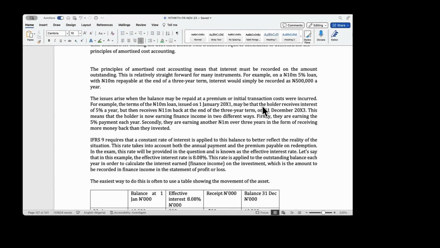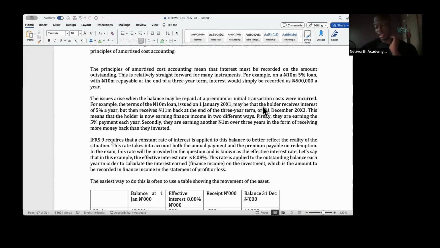I suppose he's going to make 2.5. That's correct. He's making 2.5 million. So this guy, since he's going to get 5% every year of 10 million, that's 500,000 per annum. But then he's getting back 11 million. That's an extra 1 million again at maturity, making 2.5.